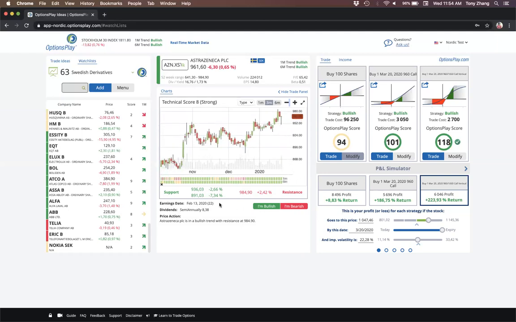Now, using OptionsPlay, one of the beauties of this platform is that you can type in any symbol, click on either I'm bullish or I'm bearish, and we'll show you 3 strategies. So we talked about buying a stock, we talked about buying a call, and we talked about buying a call spread. And that's what OptionsPlay automatically selects for you. And not only do we select the strategies, we also select the expiration dates and strike prices.